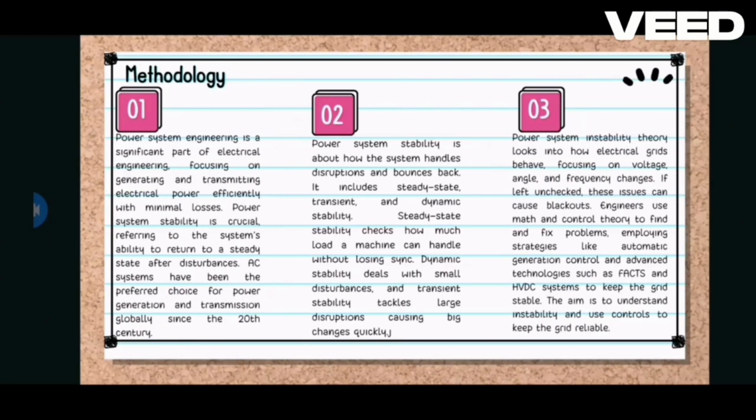And for the power system instability theory, it looks into how electrical grids behave, focusing on voltage, angle, and frequency changes. If left unchecked, these issues can cause blackouts. So engineers use math and control theory to find and fix the problems, employing strategies like automated generation control and advanced technologies such as FACTS and HVDC systems to keep the grid stable. The aim is to understand the instability and use controls to keep the grid reliable.